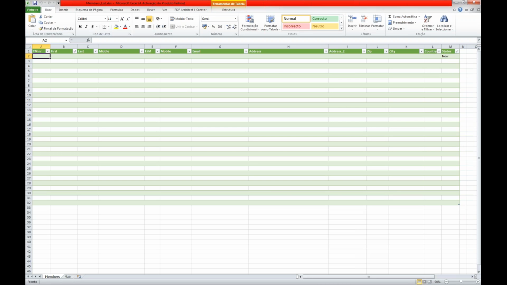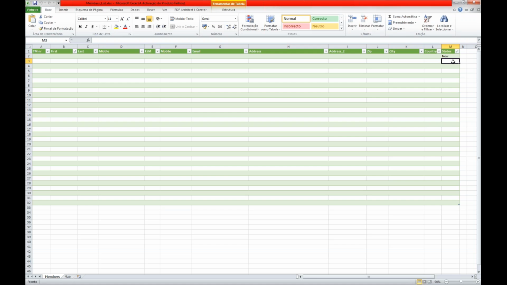So I give to people that are in the chartering process this Excel file where you can put the Toastmasters number if they have one and fill out all the data needed. For example, here you can choose if it's a new member or if it's a reinstated member.